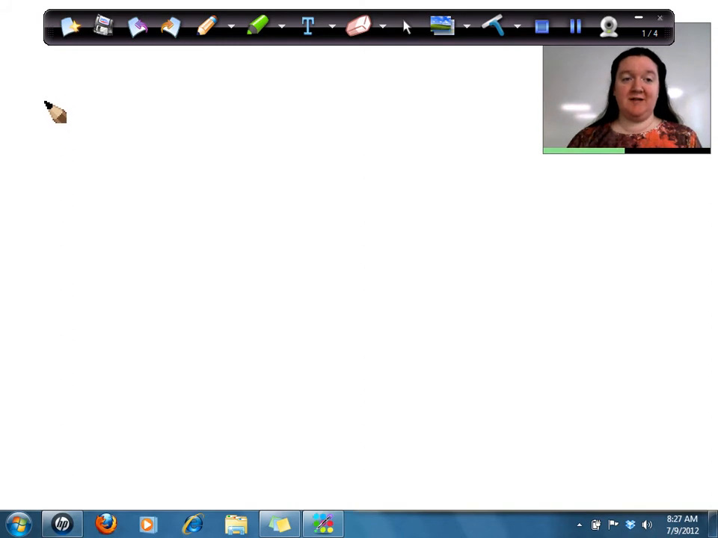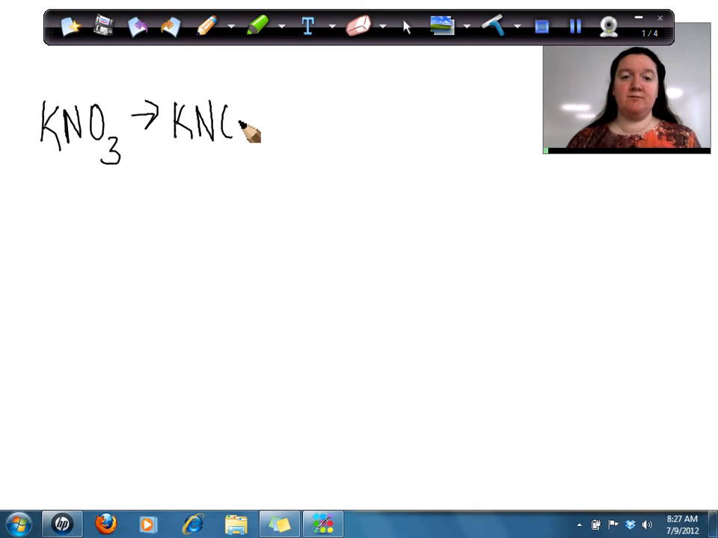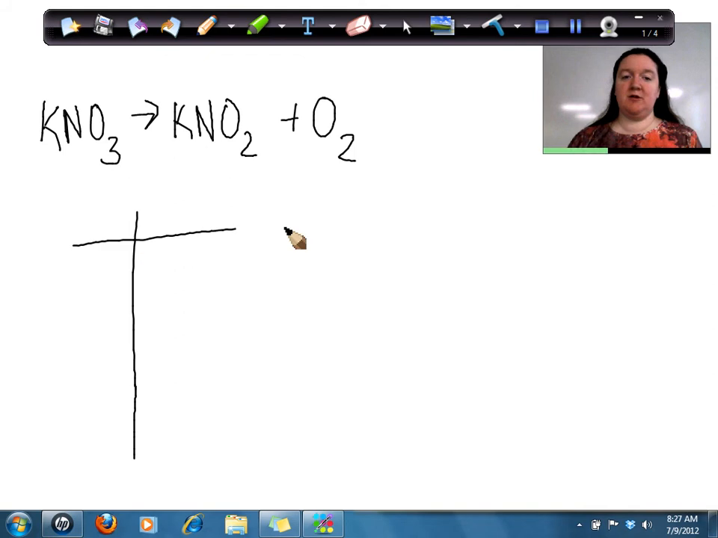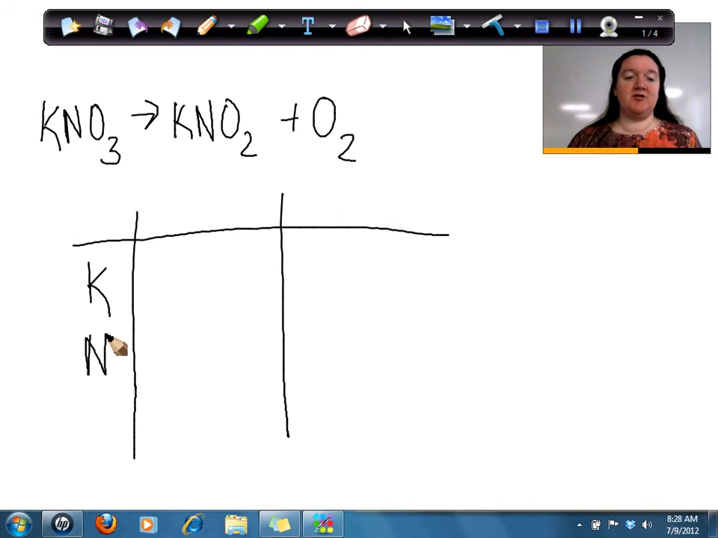So if we look at our first example, number 3, you have KNO3. It's going to KNO2 plus O2. Now we need to look at how many of each element we have on both sides and see if they balance. So again, we're going to make our table. We have our potassium, then we have nitrogen, and then we have oxygen.